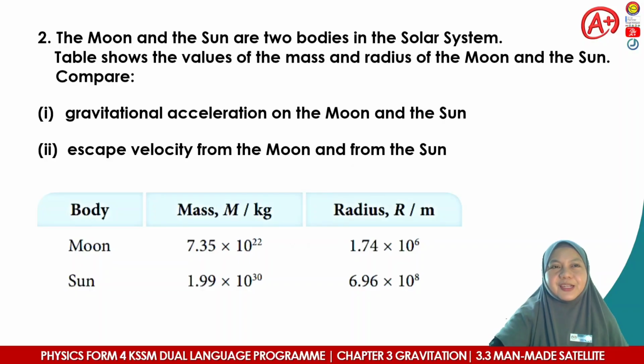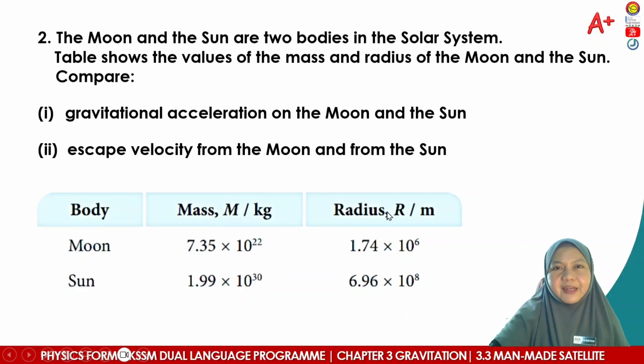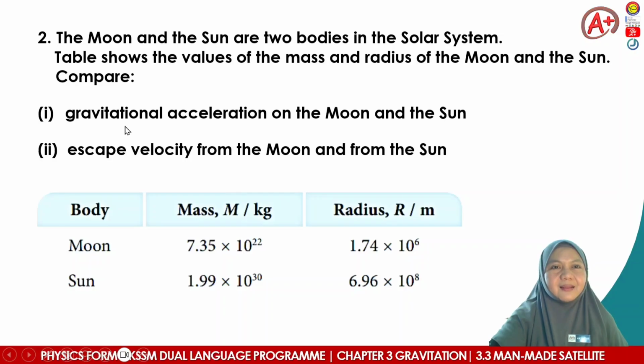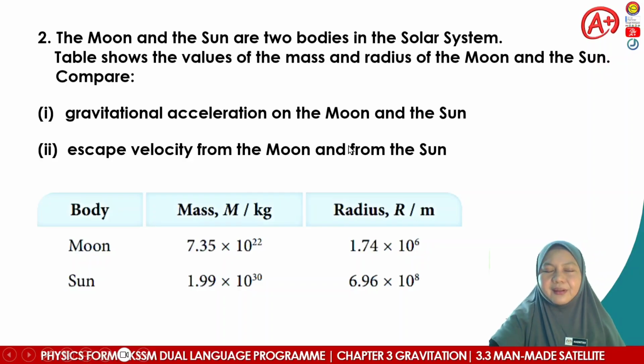Okay, next question, student. Question number 2. We have now a moon and a sun, shown in this table with the mass and radius respectively. So first, you have to compare the gravitational acceleration on the moon and the sun. And second, compare the escape velocity from the moon and the sun. So how to make the comparison? Yes, through calculations. Let us calculate the gravitational acceleration and escape velocity for both the moon and the sun.